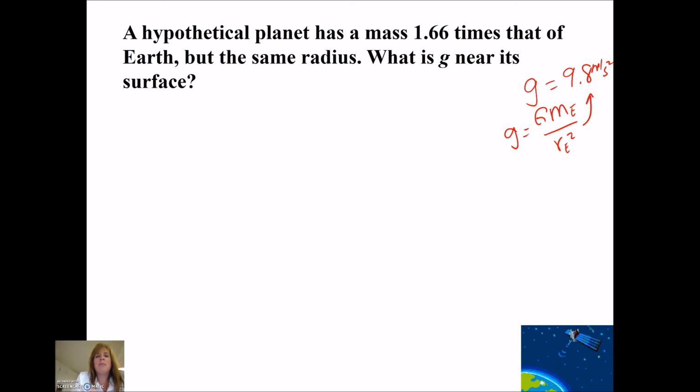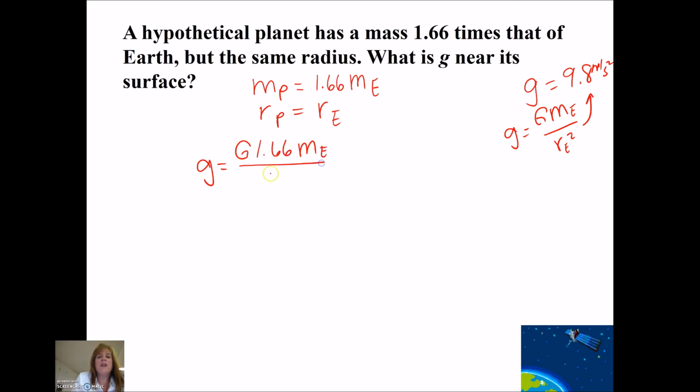We know that this hypothetical planet has a mass equal to 1.66 times the mass of Earth, and the radius of the planet is the same as the radius of Earth. All right, so we have our equation. The acceleration due to gravity is the gravitational constant times 1.66 times the mass of Earth over the radius of the planet squared, which is the radius of Earth because they're the same.